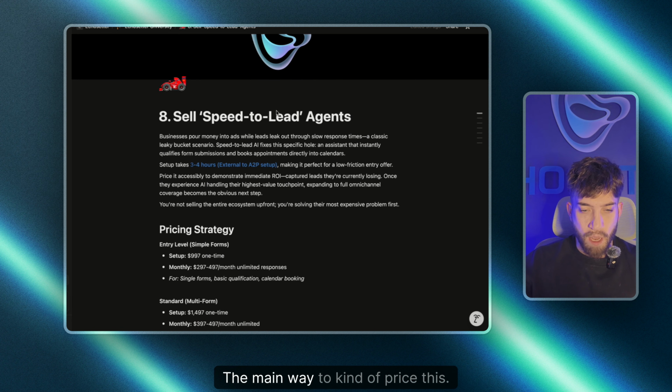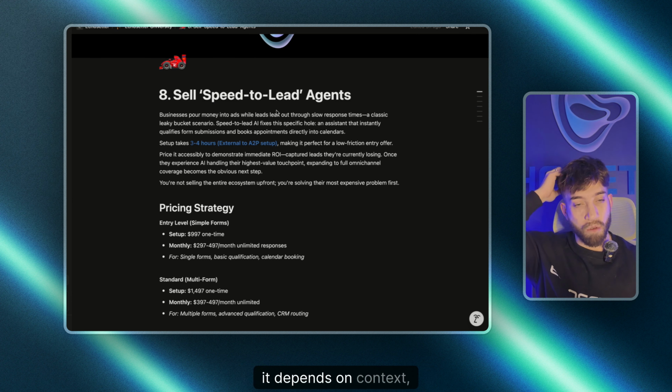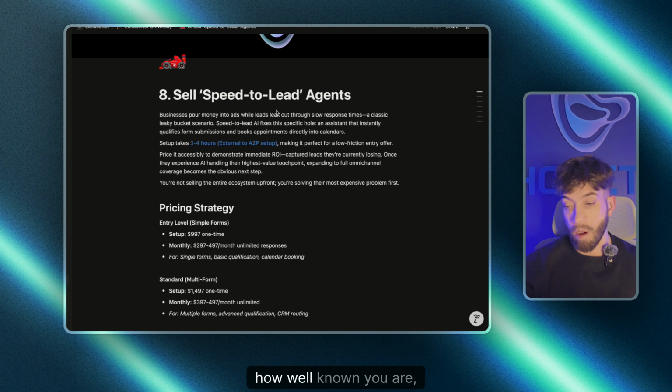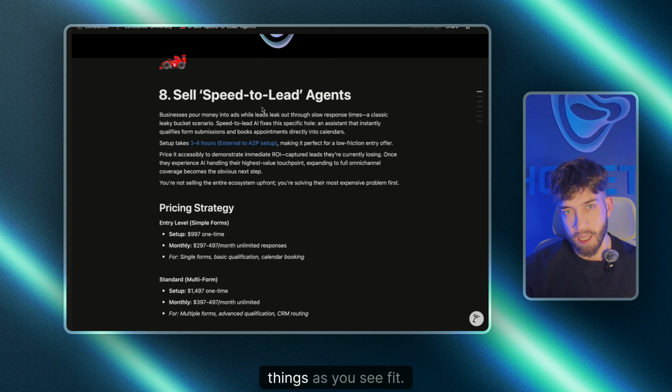The main way to price this, and again, there's always flexibility. It depends on context, like whether you know the person, how well known you are, how complicated the build is, but I've given a rough breakdown, so price things as you see fit.